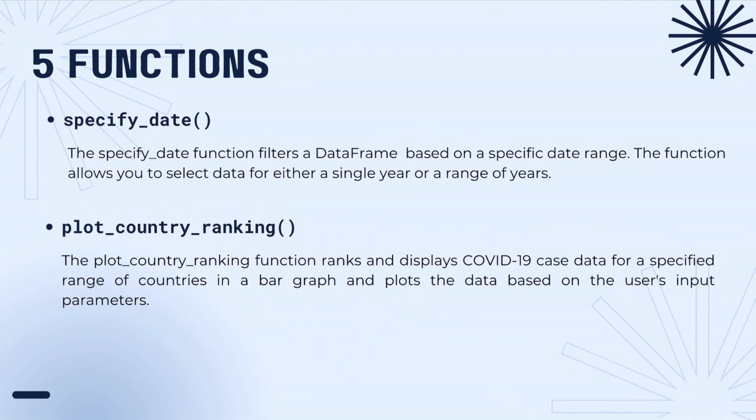The fourth one is specify date. The specify date function filters a data frame based on a specific date range. The function allows you to select data for either a single year or a range of years. And the last function is plot country ranking. This function basically ranks and displays COVID-19 case data for a specific range of countries in a bar graph and plots the data based on the user's input parameters.